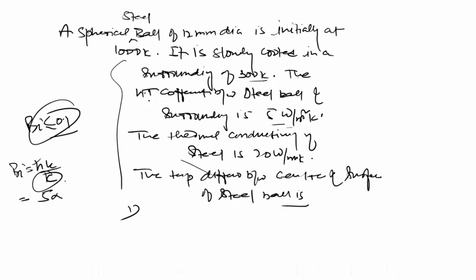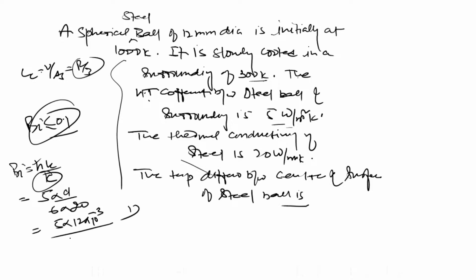5. How much is Lc? Lc in the case of a spherical ball, I told you, should be volume by surface area, and volume by surface area will give you R by 3 for a sphere. So it's R by 3, which means D by 6, am I right? And K is given to you as 20. Please check 5. Diameter is given as 12 into 10 power minus 3, so 6 into 20. Tell me how much is the Biot number?